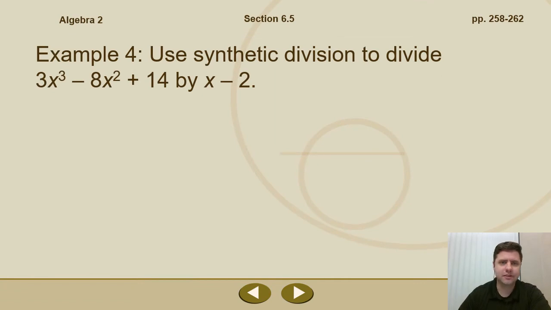So, in this case, notice that we're trying to divide this 3x cubed minus 8x squared plus 14 by x minus 2, which has the form of x minus a. Since it has that form, we can use this method of synthetic division. Now, how do you do it?